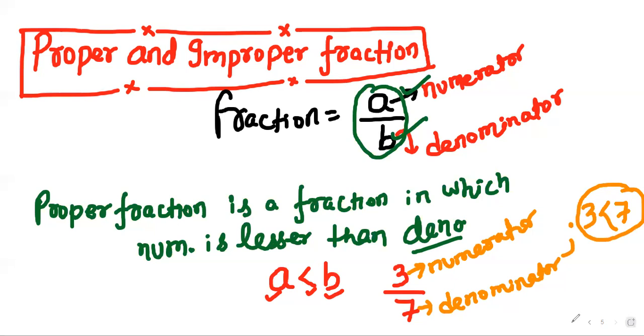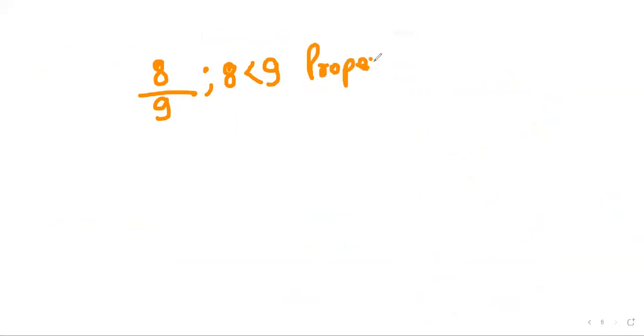Let's take some more examples of proper fractions. Just write 8 over 9. This 8 is the numerator and this 9 is the denominator, which is at the bottom. So we write that 8 is lesser than 9. It means this is in the category of proper fractions.